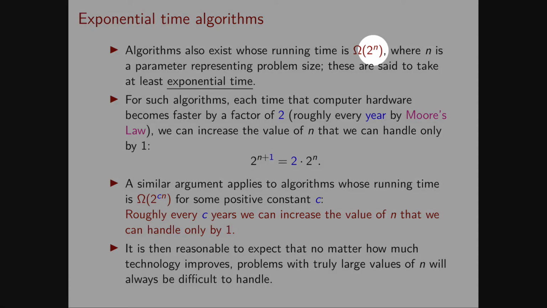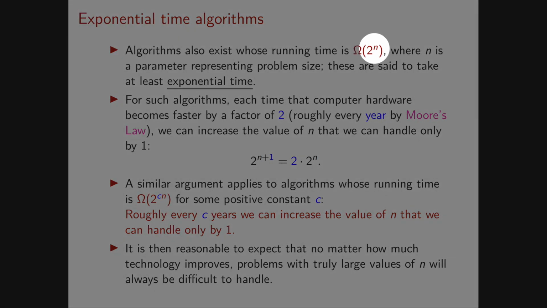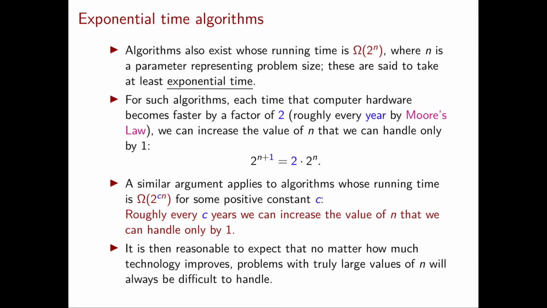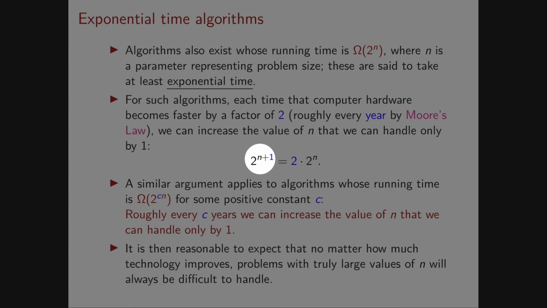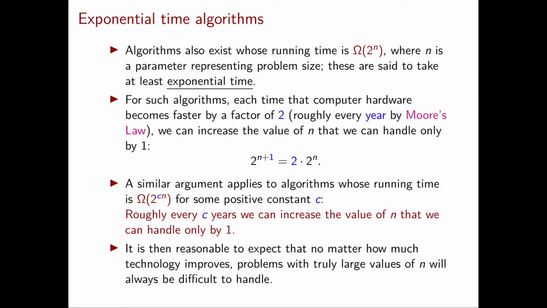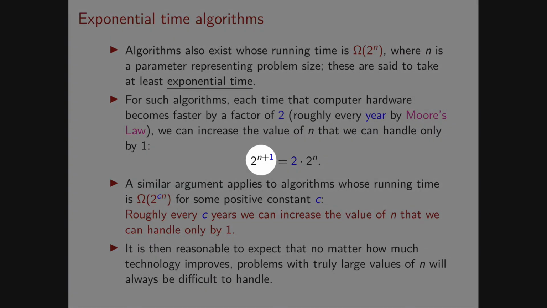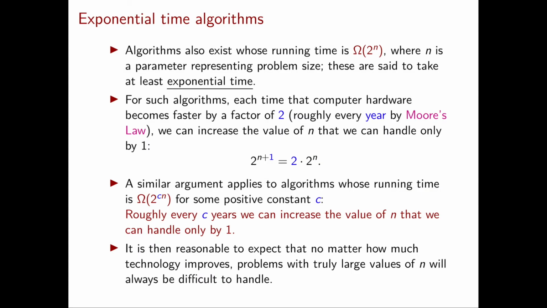So once again, let's consider the runtime as 2 to the n without the big omega. Now, if instead we consider a problem with the value n plus 1, the runtime will be 2 to the n plus 1, which is 2 times 2 to the n. And of course, 2 to the n is the runtime for a problem with size n. So this tells me that to solve the problem with n plus 1, we need double the time of the problem of size n. And again, by Moore's law, such a factor of 2 will be achieved after essentially 1 year.